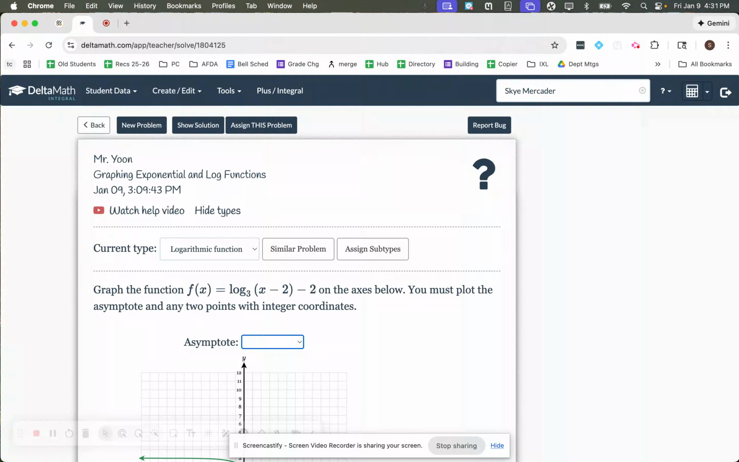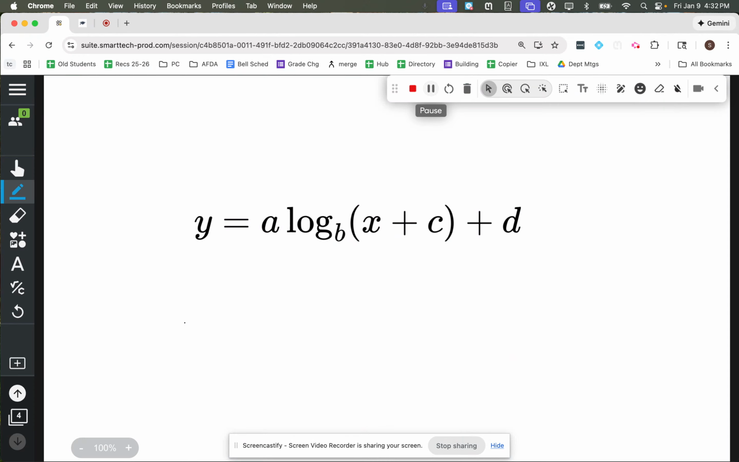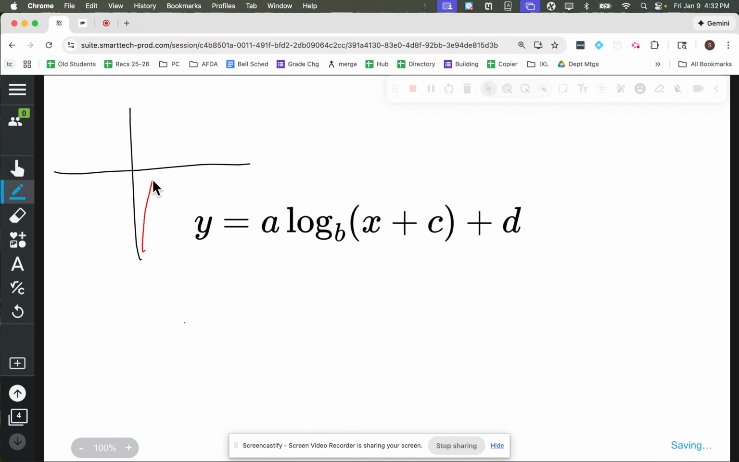Okay, now we're going to talk about graphing log functions. But let's look at all the components of a log function first. But even before that, let's look at what a log function looks like. Okay, the most basic log function looks like this. It's the inverse of an exponential function.